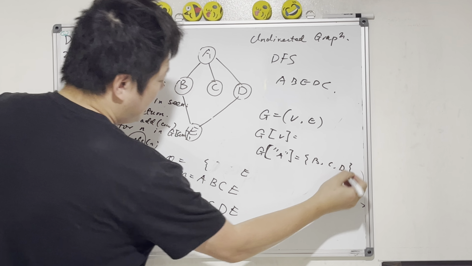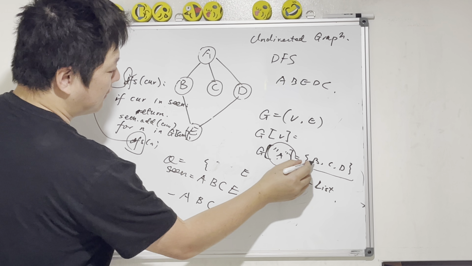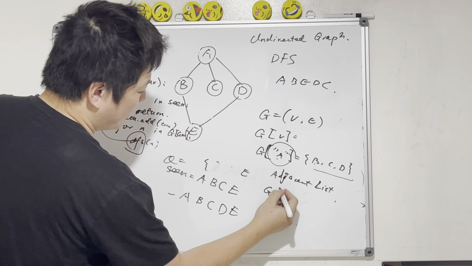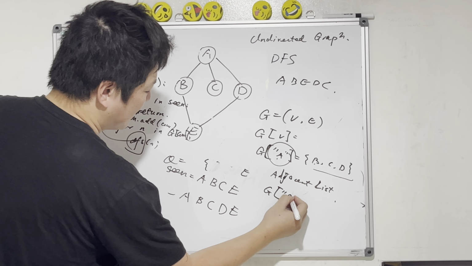Adjacency list. Right? Because we can get the list of nodes it connects to. Look, A connects to B, C, D. Okay, how about G of B? What does G of B give us? What are the nodes? A and E. Yeah, A and E. Okay, you get it, yeah?